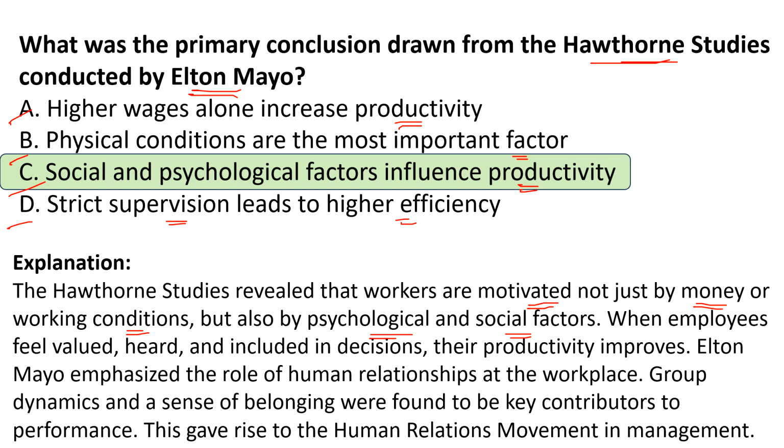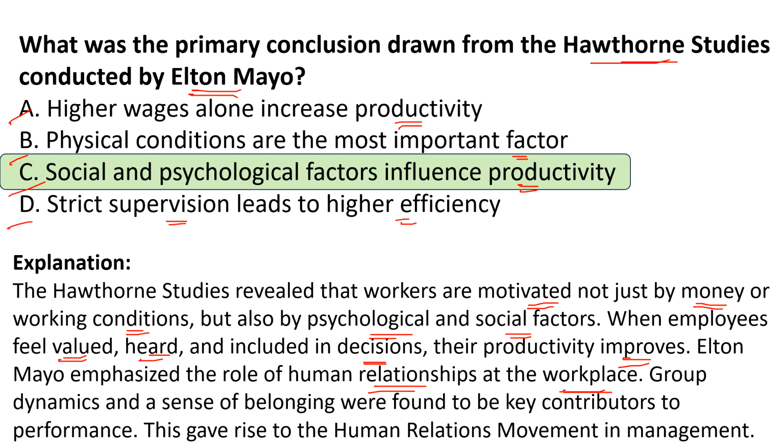Okay, when employees feel valued, heard, and included in decisions, their productivity improves. Definitely it will give them more confidence to speak and to work, and they will be satisfied doing the work. When they feel they are respected, valued, and heard, and the ideas they give will be heard by senior officers, that time they will feel more satisfied and their productivity will also improve. Clear? So Elton Mayo emphasized the role of human relationships at the workplace, and explained how important human relationships are at the workplace, right?